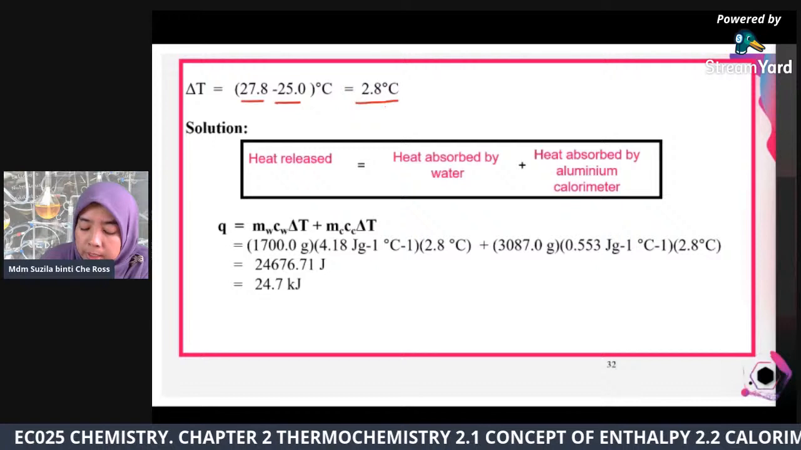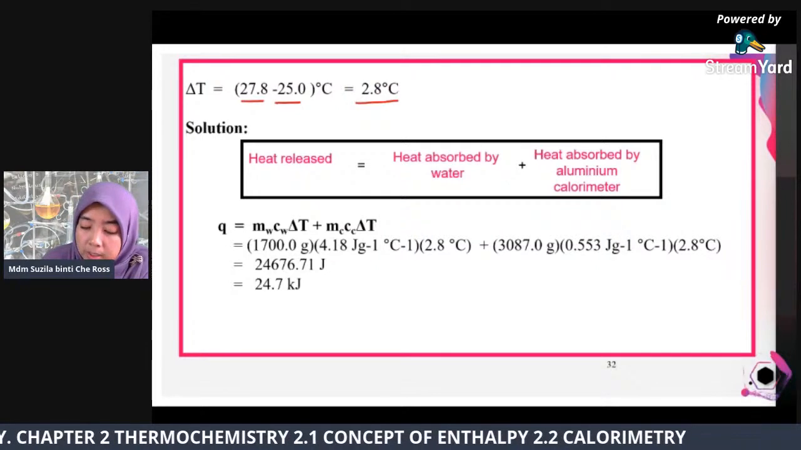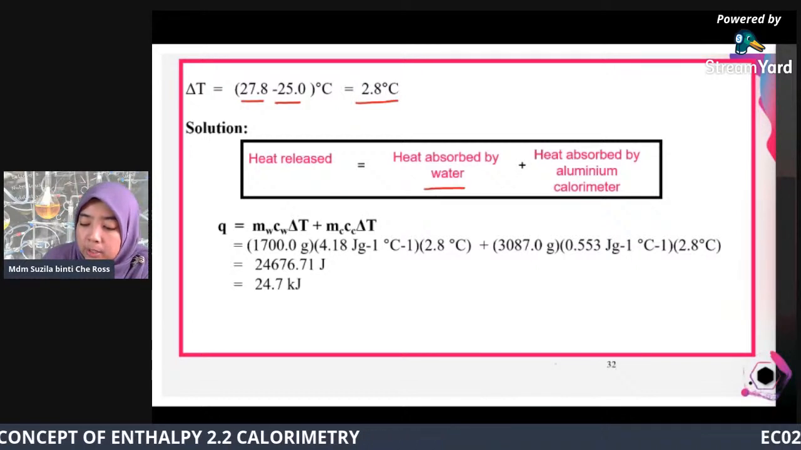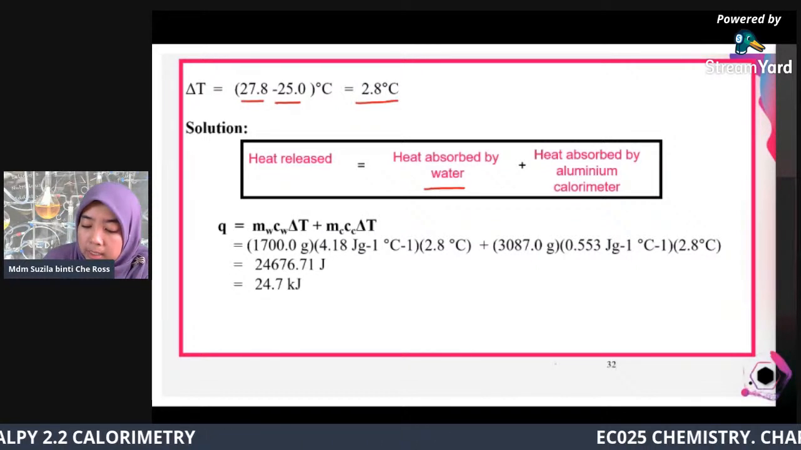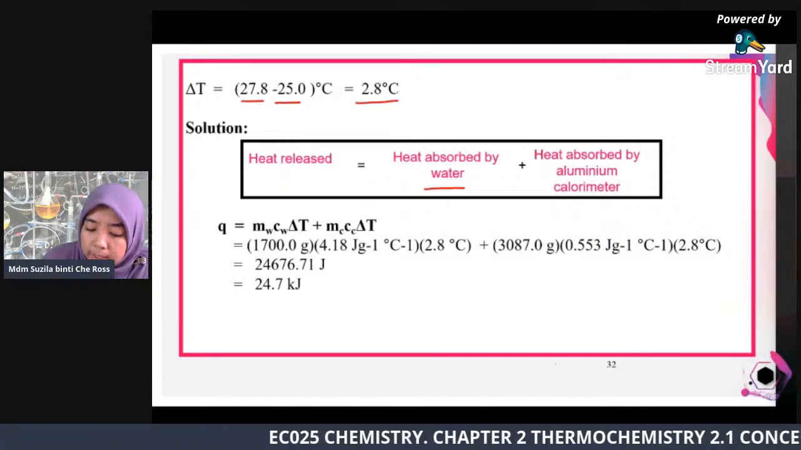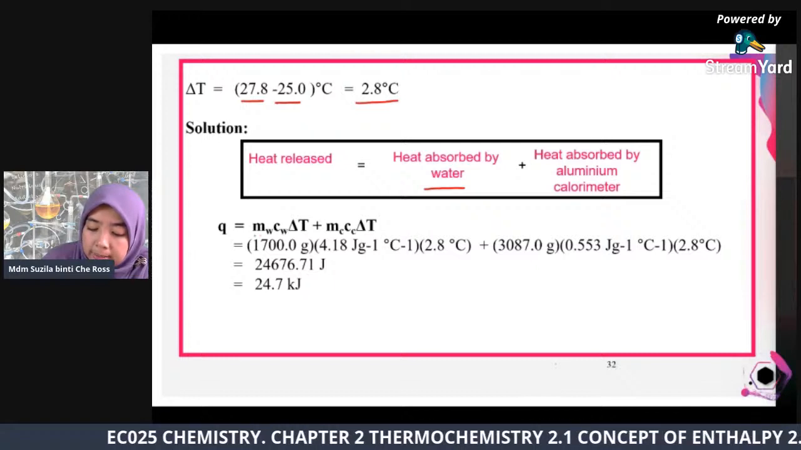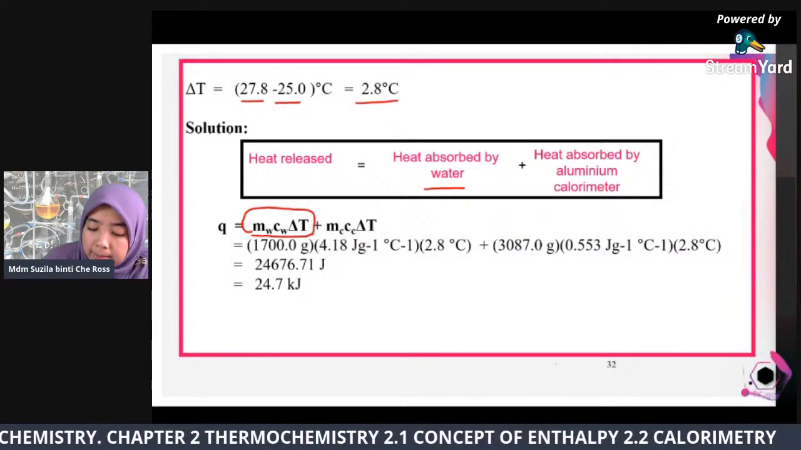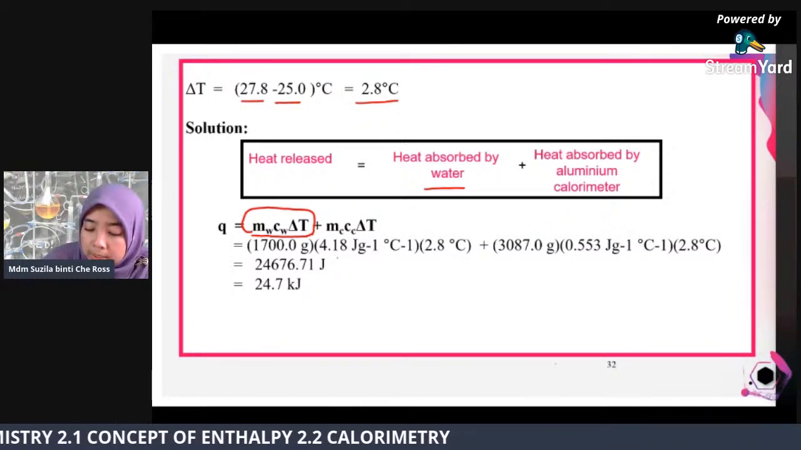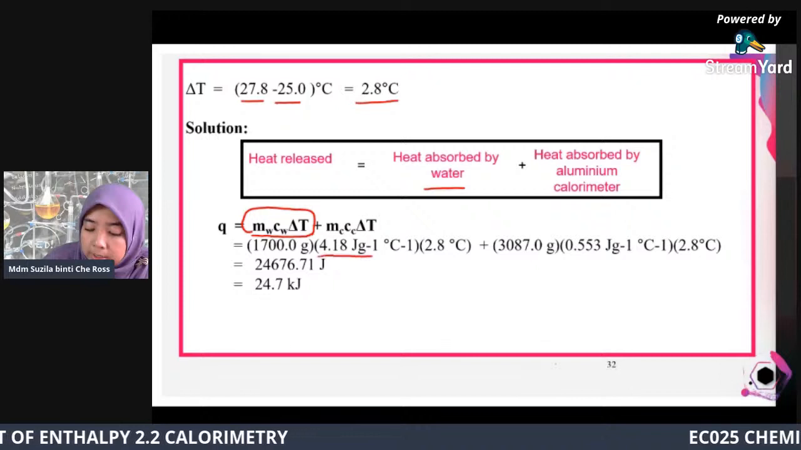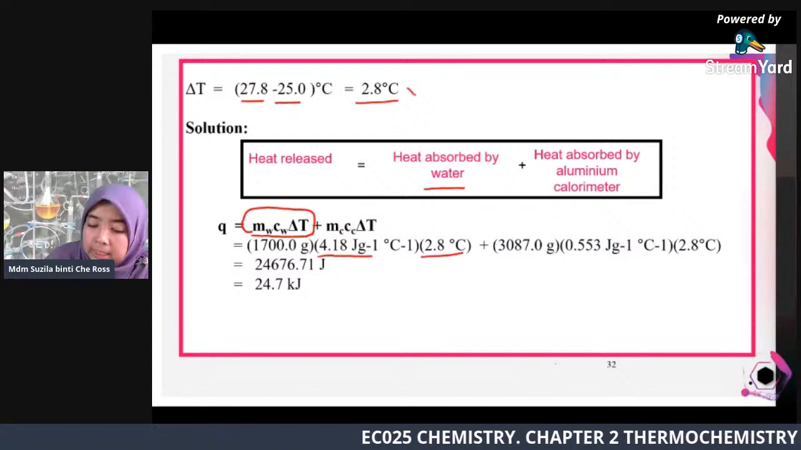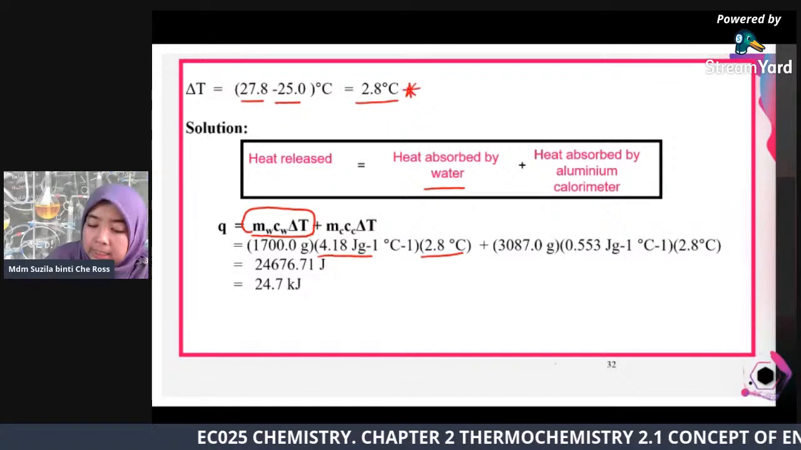Okay. And then the solution is: heat released by the reaction equals heat absorbed by water and heat absorbed by the calorimeter. So we need to total up this one. Okay. Here we have the formula mass of water, C water, delta T. Mass of water we get from density, 1700 gram. C water is constant, okay, given in the question. And then delta T yang kita calculate tadi lah, final tolak initial, okay, 2.8.